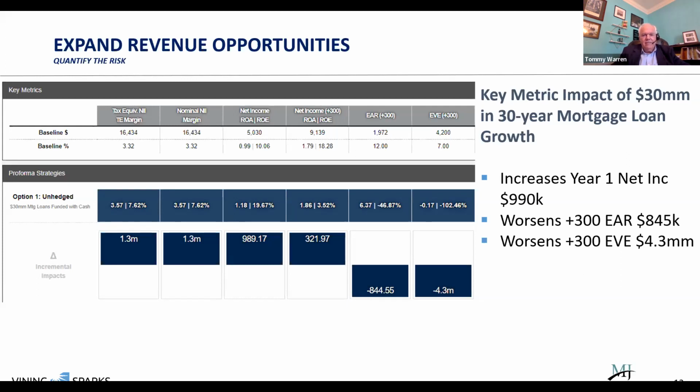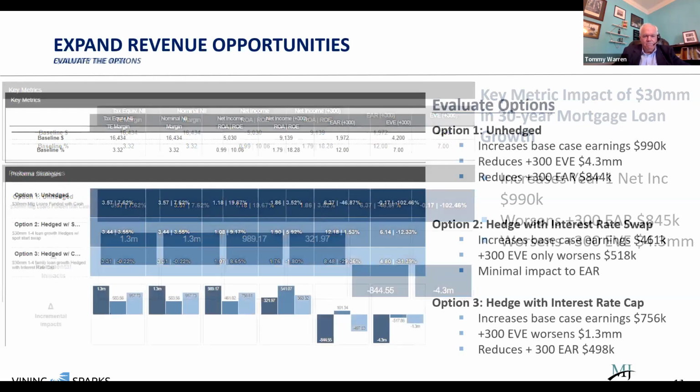Now, it doesn't take a model to tell us that if we take 30-year mortgages, add them to the balance sheet, and use our existing cash, we're going to make more money. And so we show we will add about $1 million in base case net income in the third column, just under that, for adding these mortgages. But as we would expect, we do add dramatically to our earnings at risk and our EVE risk in an up-rate environment. So what are some options for what we can do?